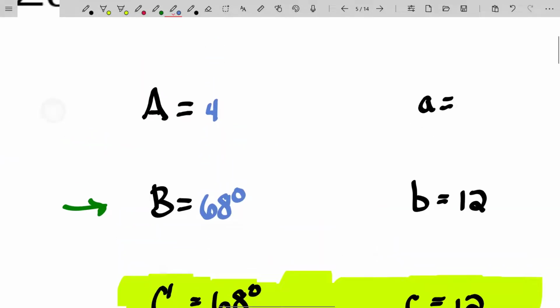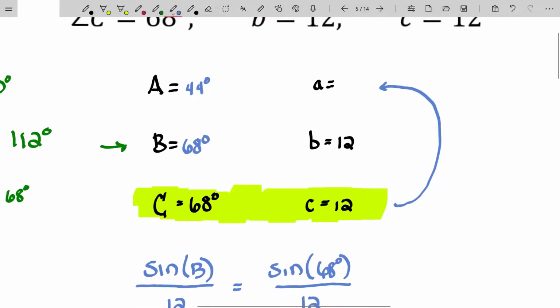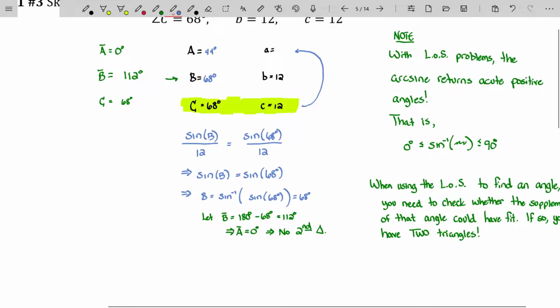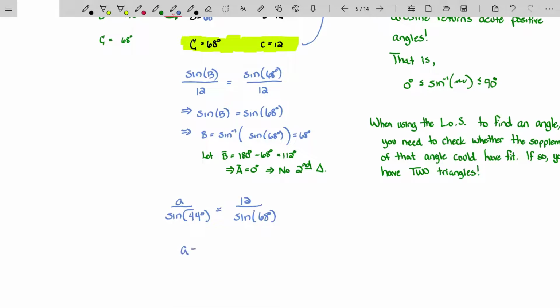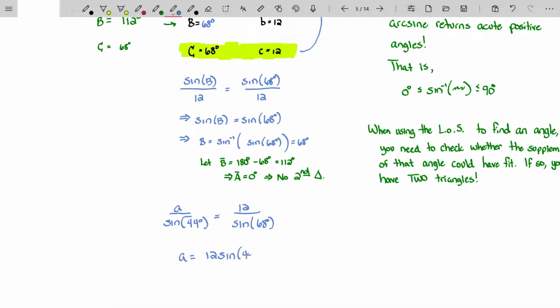Now that we know that angle is 44 degrees, we can find that missing side by using, again, that solid filled out row to help us find that missing side A using the law of sines. So the law of sines tells us that missing side A is to the sine of its angle, 44 degrees, as the concrete side 12 is to the sine of its angle, 68 degrees. Solving for A, we get A is equal to 12 sine of 44 degrees divided by sine of 68 degrees.